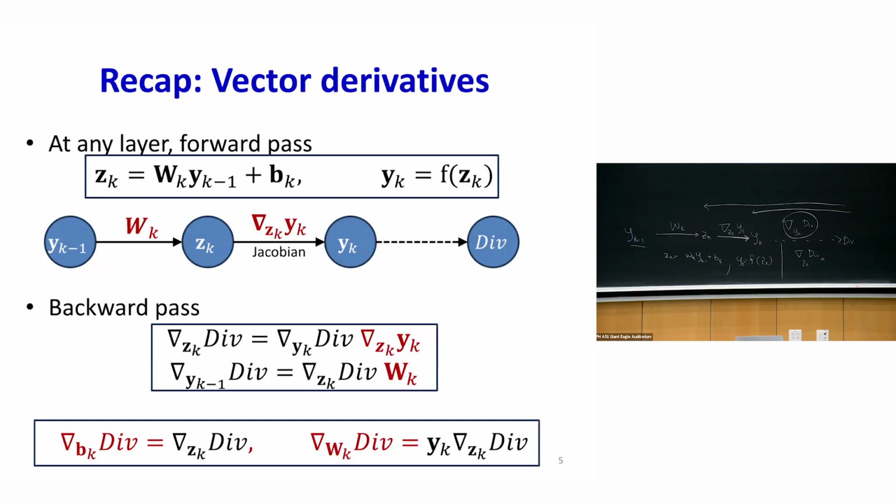Can you say it aloud, please? With respect to yk, the derivative of the divergence with respect to yk times what? Times the derivative of yk with respect to zk. And so all we did was multiply the current derivative with the derivative for that particular link, which was the Jacobian.